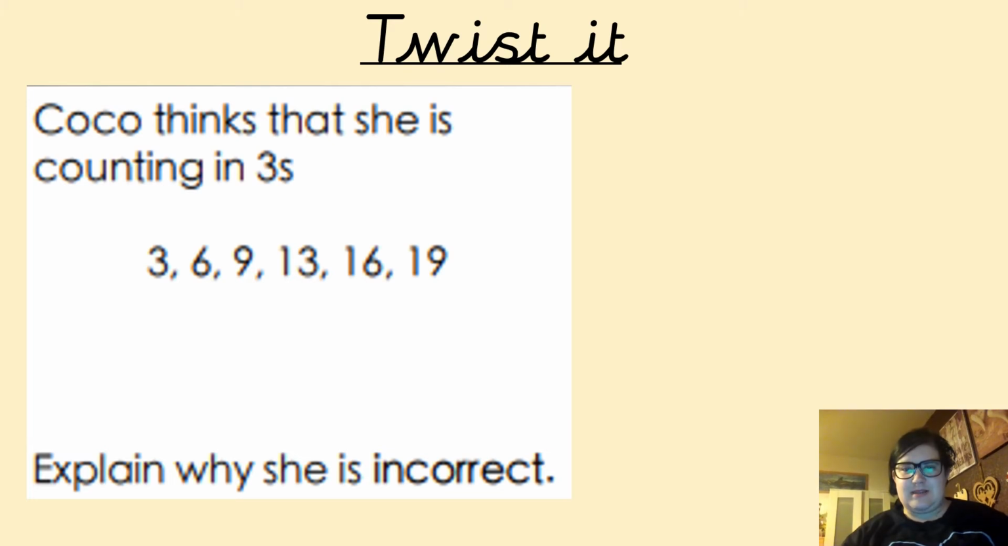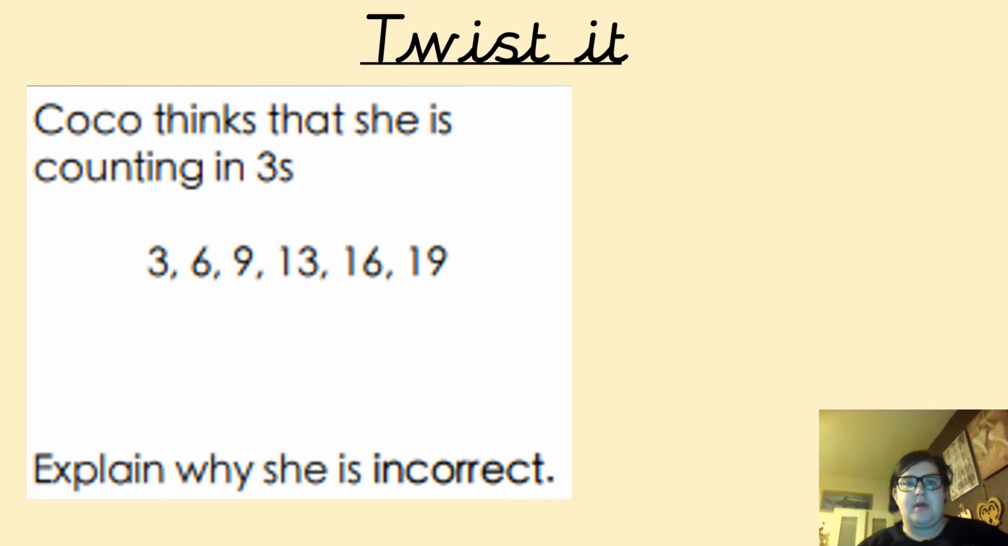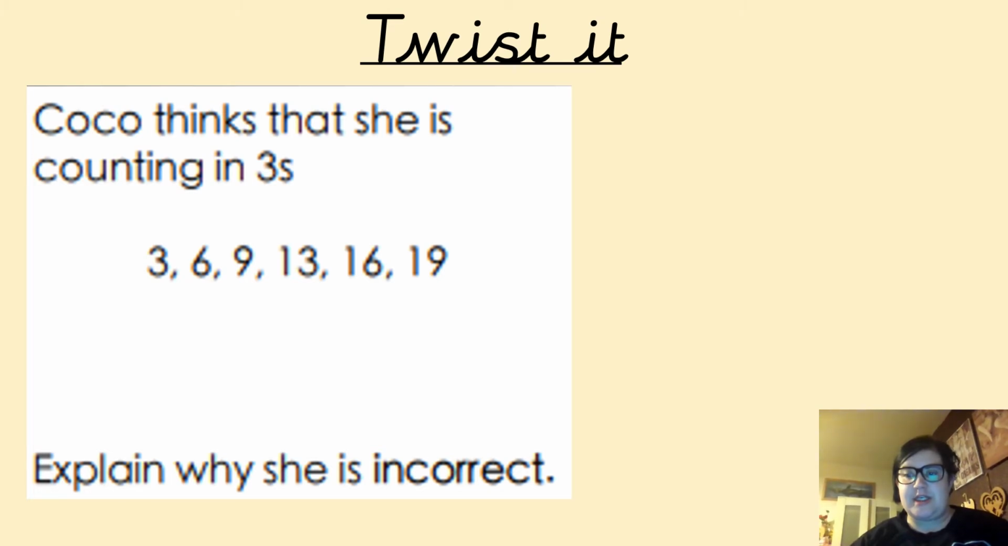Okay, here's your twist it, and it looks a bit blurry on my screen. I hope it's okay on your screen. So Coco thinks that she is counting in threes. So 3, 6, 9, 13, 16, 19. Why is she incorrect? I've told you there that she is wrong.